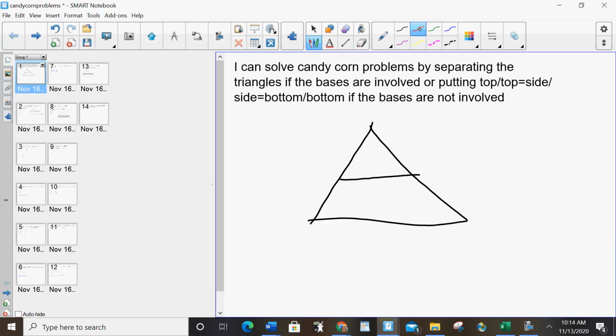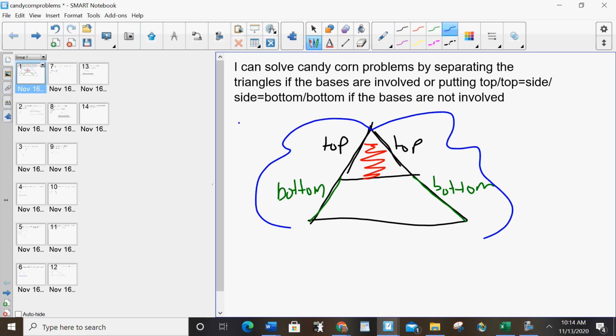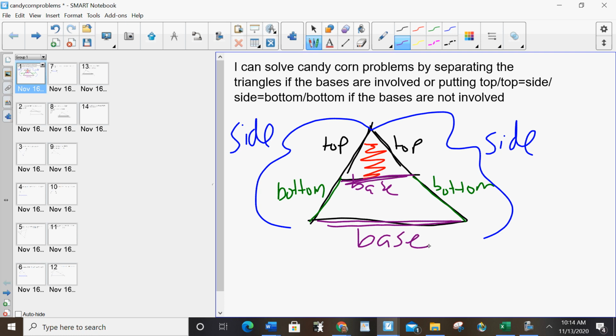So it kind of looks like, again, a candy corn. So I call this and this the top of the candy corn. I call this and this the bottom of the candy corn. I call this and this whole thing, the side of the candy corn. And then I call these the bases. So you need to know that vocabulary in order to do these problems.